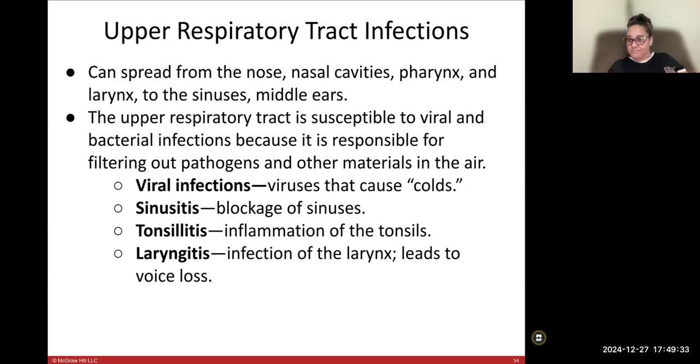Viral infections, viruses that cause cold or the flu. Sinusitis is the blockage of sinuses. Tonsillitis, inflammation of the tonsils, is considered an upper respiratory tract infection. And then laryngitis, the infection of the larynx, can lead to voice loss.